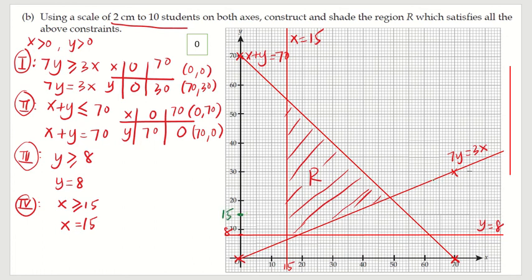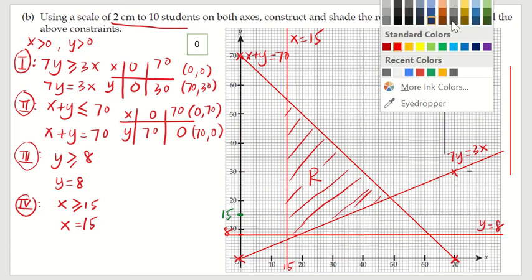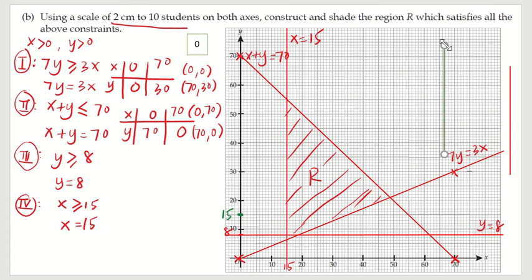Y 15. What you need to do is draw a line, y equals 15. I use this line. Change the line color into blue. Y equals 15 here. You mark a line. This is the line for y equals 15. Okay, he says when y equals 15.